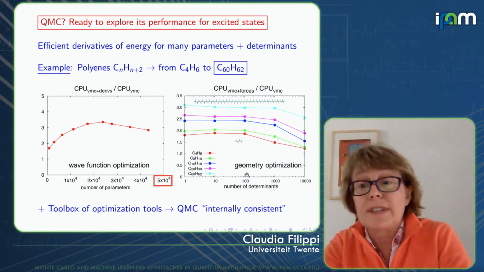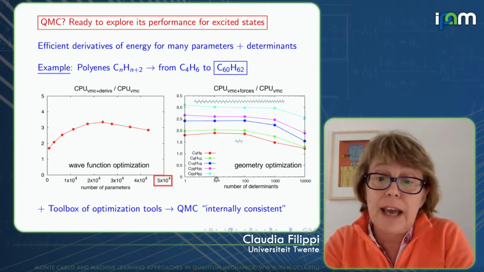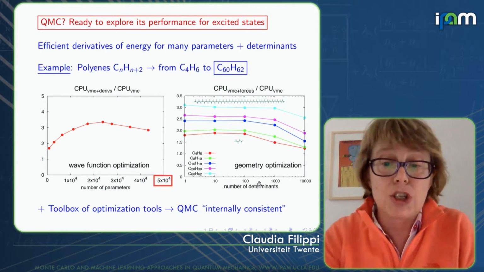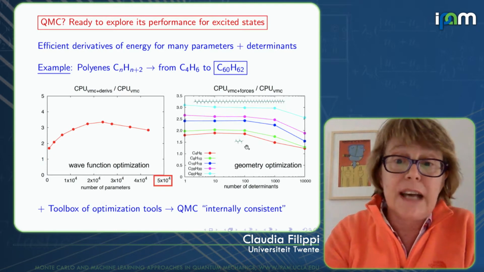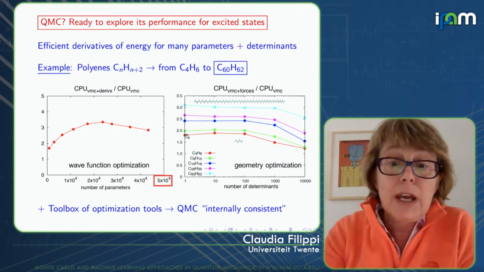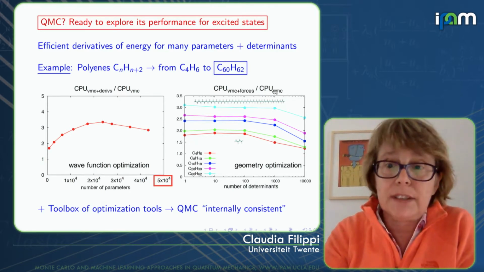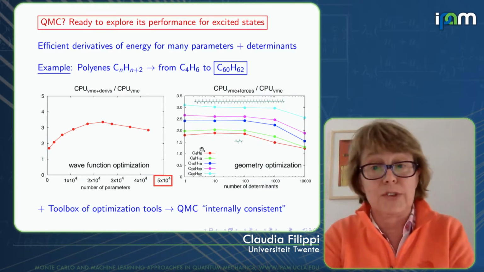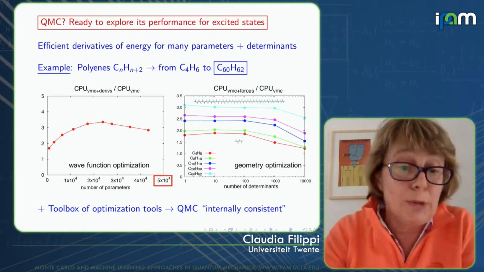On this side, I'm showing what's happening for geometry optimization, so you're computing forces. On the x-axis, we have the number of determinants, so we are using larger and larger Jastrow-Slater wave functions, and we are increasing the system again from butadiene to something like C60. We are not using the linearity of the molecule. What we have is that the cost of computing energy plus forces divided by the energy alone is again within a factor of 3. Okay? So if you're willing to compute the energy, you can get out derivatives at not so much more cost.